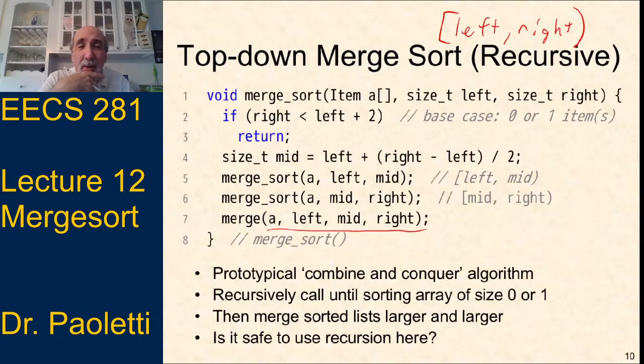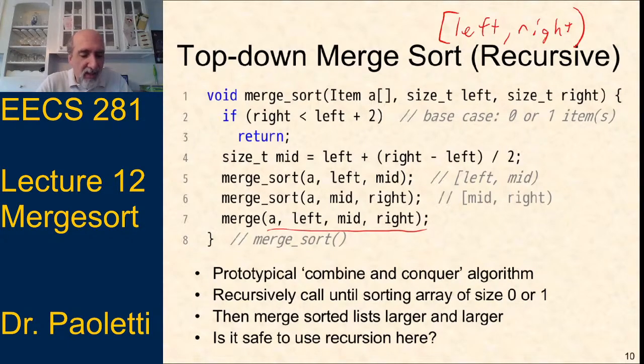But really, I think a better name would be conquer and combine, because that tells you the order that we do things. You can think of divide and conquer as a superset of combine and conquer. Combine and conquer is like a subset of divide and conquer. So like it says, we do the recursive calls to size 0, 1, then we merge them together.